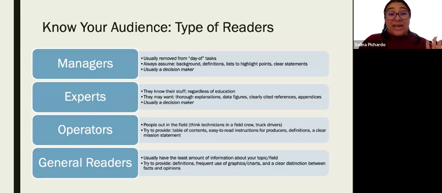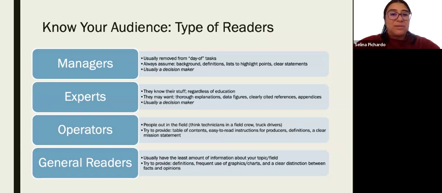They might be well educated, so think scientists or engineers, or not necessarily. Just because they're experts doesn't necessarily mean education-wise. Maybe you're talking to someone who's had 25 years' worth of sales experience or 25 years of experience being out in the field, okay? Most experts usually need different information from managers. The experts are still usually in the field. They know their stuff, so they want thorough explanations of technical details because they can understand this information.